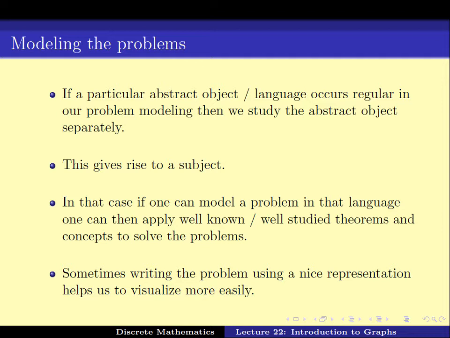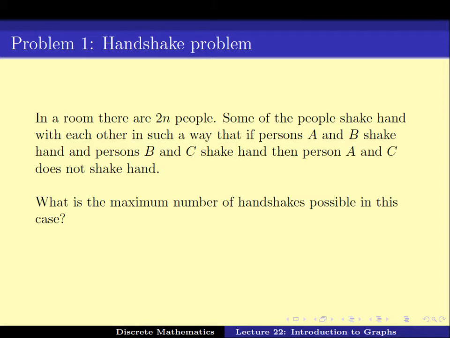So let's start with 3 problems, and that will motivate us to study a particular subject. So the first problem is, in a room there are 2N people. Some of the people shake hands with each other, but in such a way that if person A and B shake hands and person B and C shake hands, then person A and C do not shake hands. The question is, what is the maximum number of handshakes possible in this case?